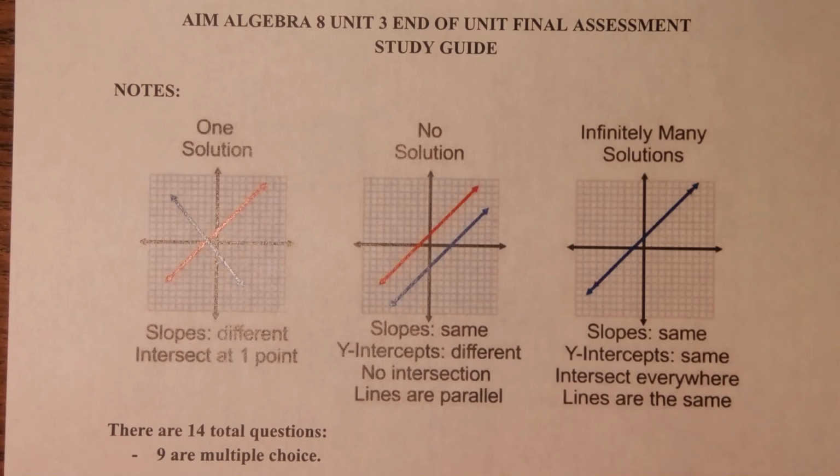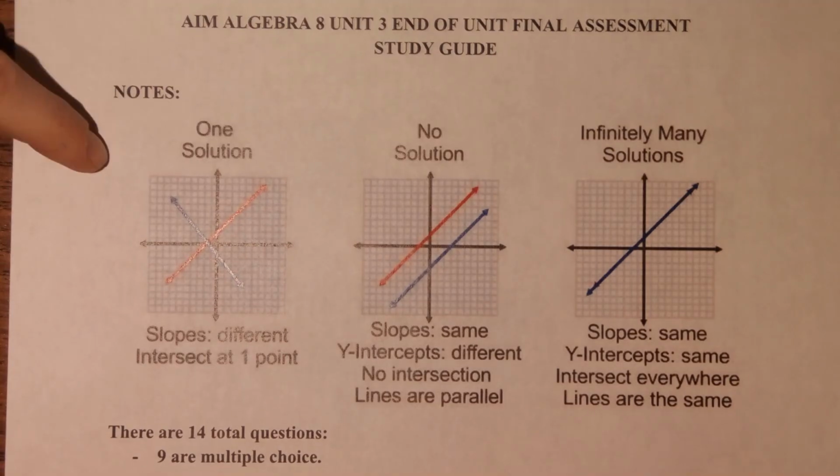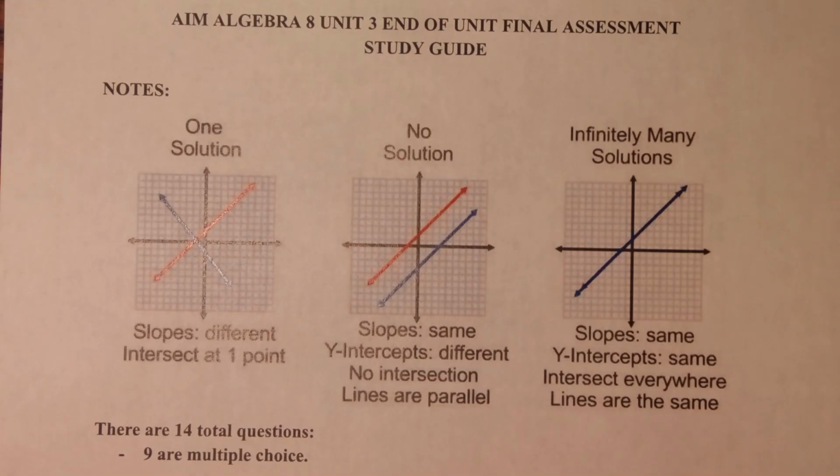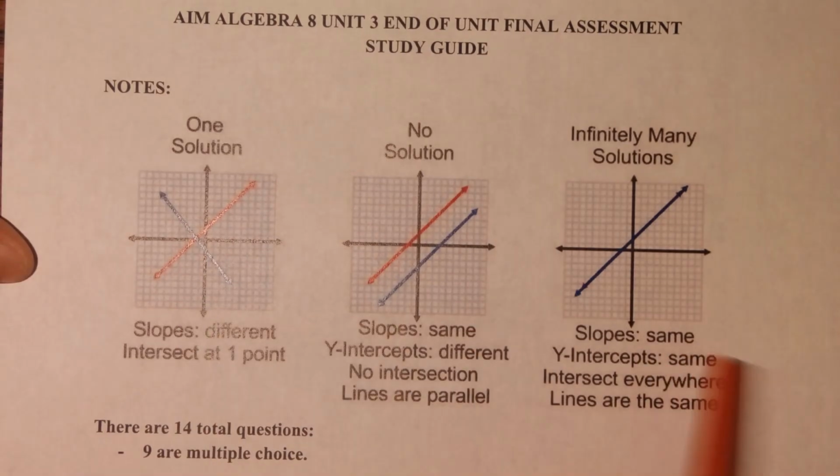Okie dokie. So today we are going to be reviewing for the AIM Algebra 8, Unit 3, End of Unit Final Assessment. So this is our study guide. For starters, I re-put on this image that I put on your last study guide, which is supposed to refresh your memory on one solution, no solution versus infinite solutions.